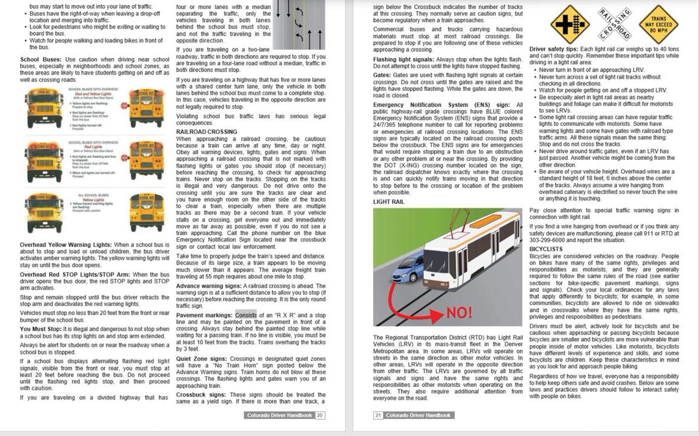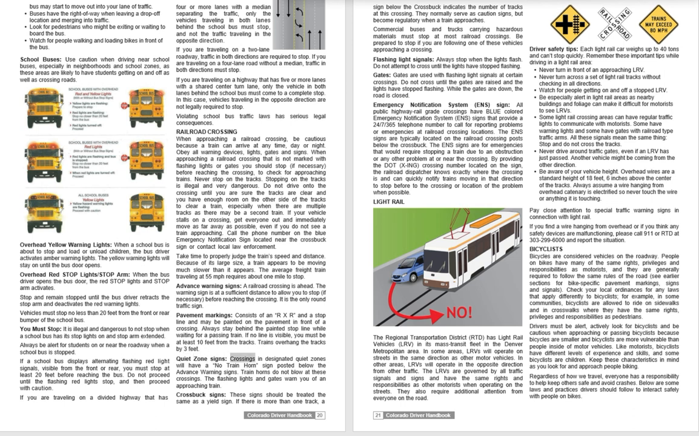Pavement markings consist of an RXR and a stop line and may be painted on the pavement in front of a crossing. Always stay behind the painted stop line while waiting for a passing train. If no line is visible, you must be at least 10 feet from the tracks. Trains overhang the tracks by 3 feet.